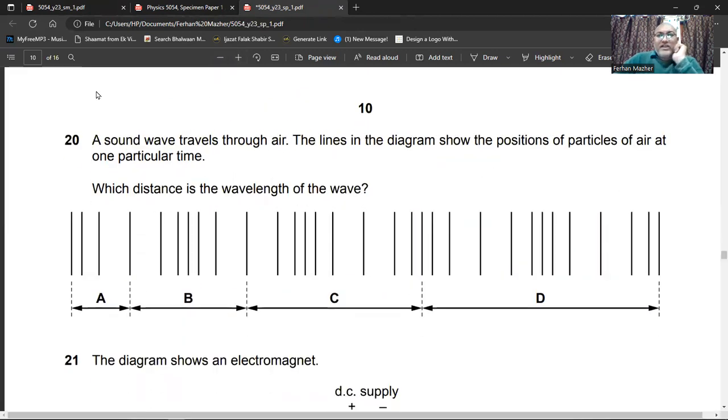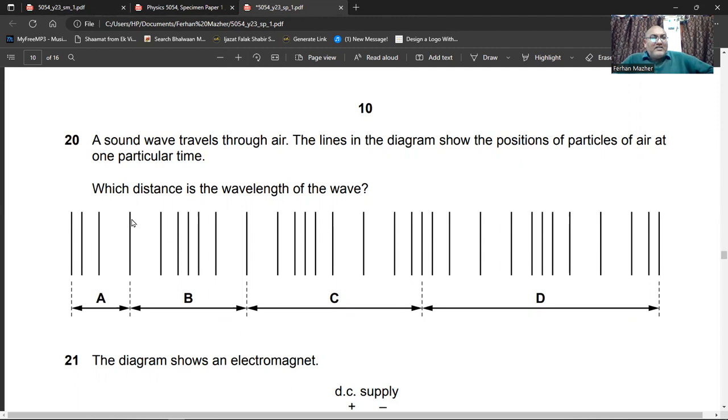Question number 20 is showing up on your screen. A sound wave travels through the air. The lines in the diagram show the positions of the particles of air at one particular time. Which distance is the wavelength of the wave? You see, the wavelength will be from the middle of a rarefaction to the next rarefaction, or from the middle of a compression to the middle of the next compression.